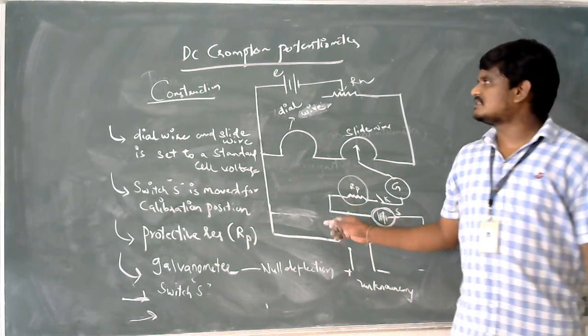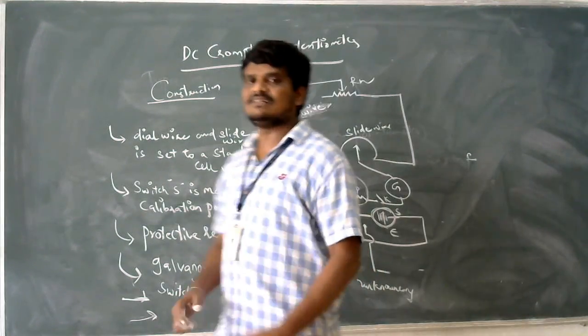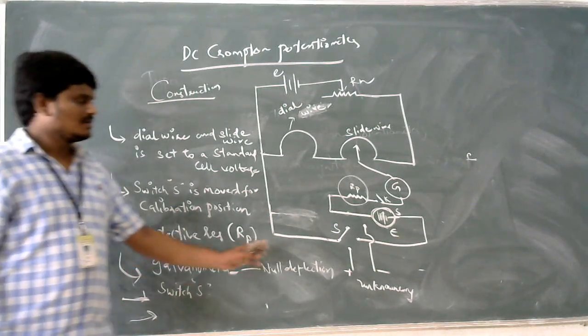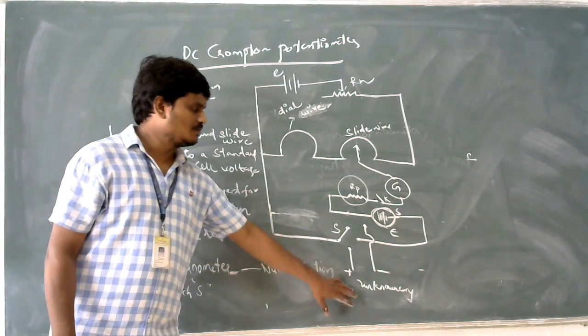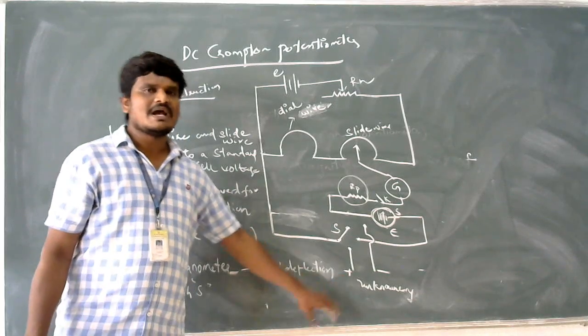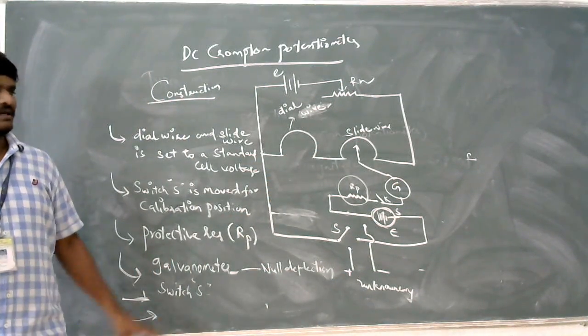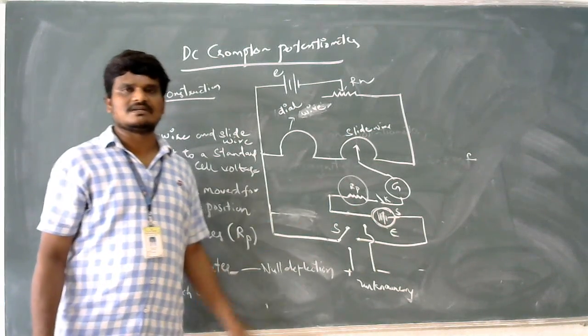Once the standardization of the potentiometer is achieved, it is easy to calculate the unknown EMF of a cell. So the next step is that switch S should be moved to the unknown EMF points, and by using the settings of the slide wire, I can calculate the unknown EMF by comparing with the standard cell.